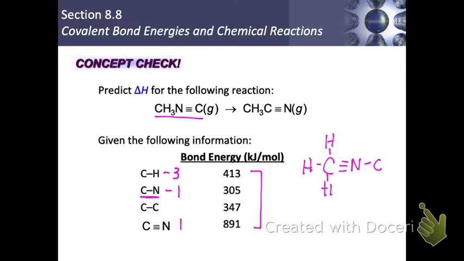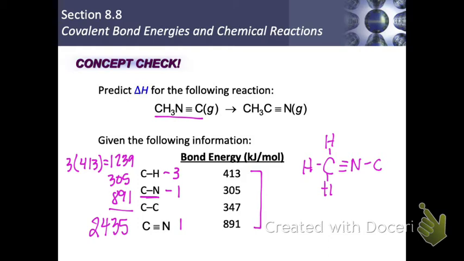So for the reactant side, I'll take 3 times 413, and that gives me 1239. We are going to need our calculators today if you don't already have those out. Okay, 1239. And then I need 305, and I have an 891. So the total amount of energy needed to break all of those bonds, we add all those together, plus 305, 891. That gives me 2435 kilojoules needed to break those bonds.